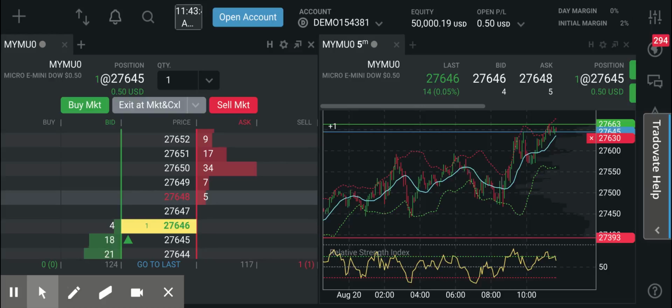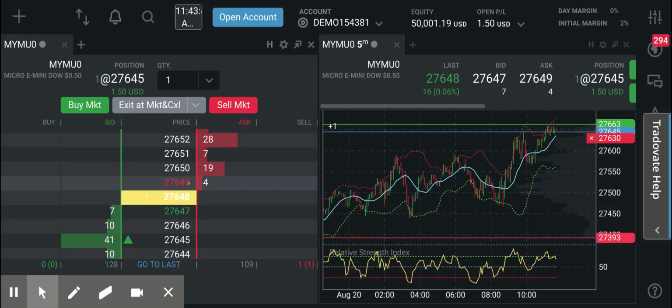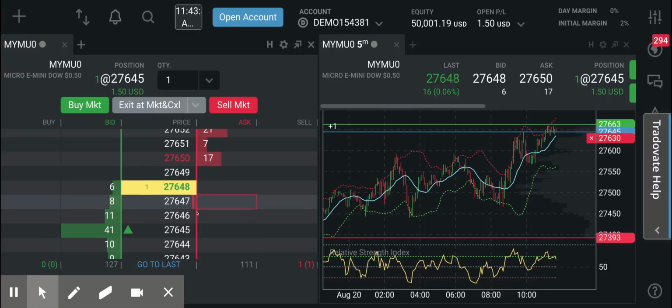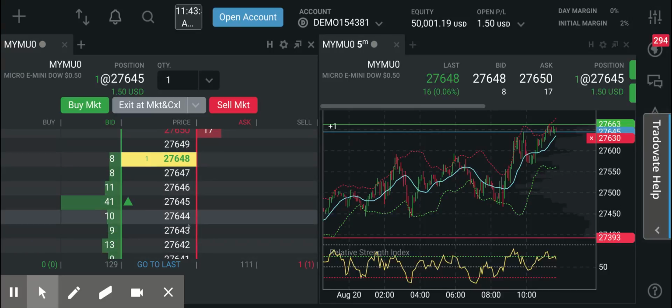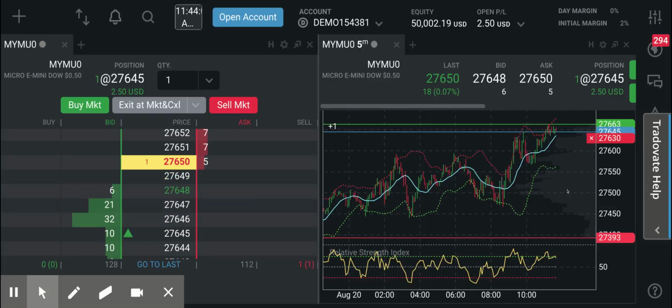And one of the reasons I'm buying is because I see a lot of support. Support means that the index is holding its position and it's not dropping beneath its support level. And the support level right now, we see it between 27,644 and 27,650. It's holding its good position. So that's kind of a sign of a possible double breakout. We already had one breakout this morning.